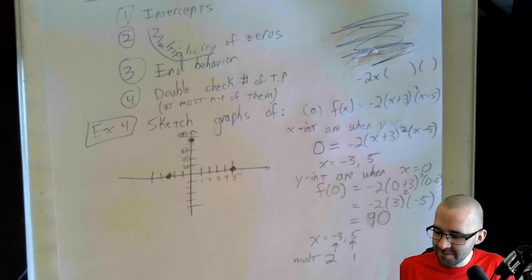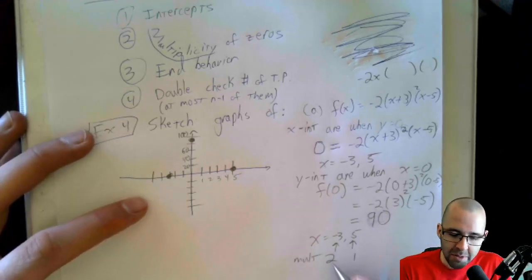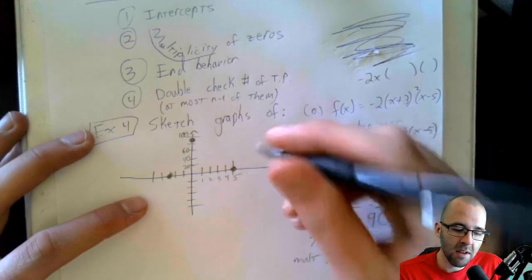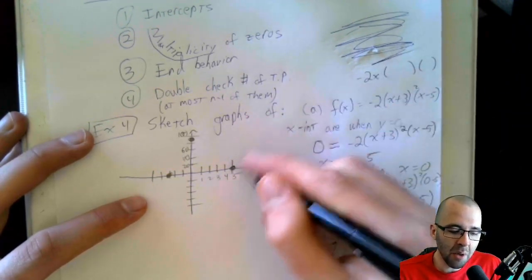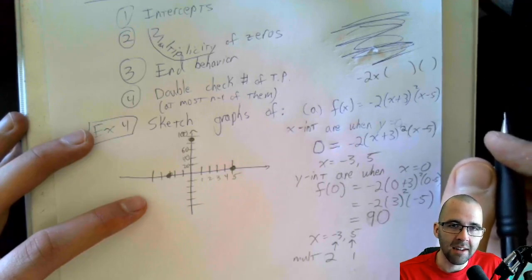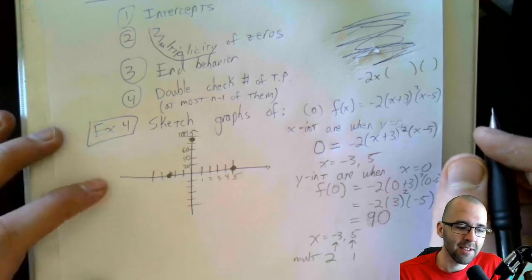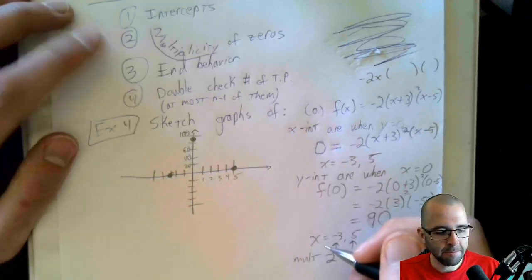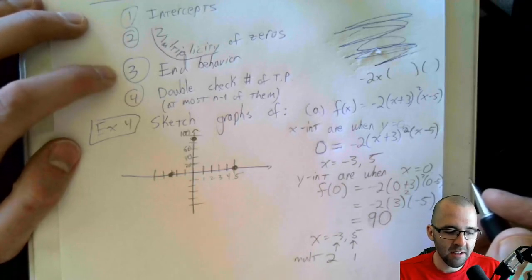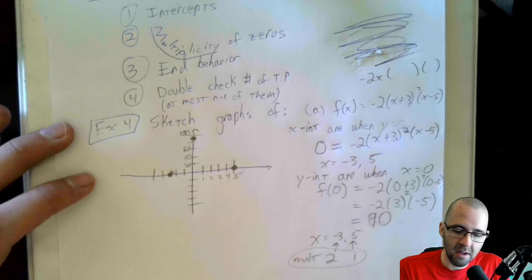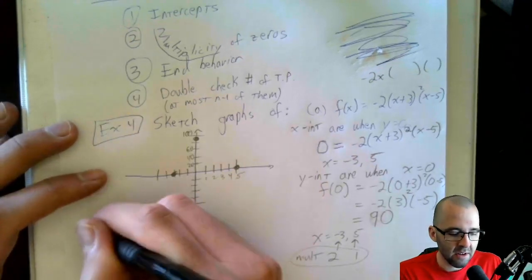All right. So multiplicity 2, we said that's like a parabola. Multiplicity 1, it crosses like a line. How do we include that, though? Does it cross like a line this way, or does it cross like a line the other way? We need to know whether it's going up or down. We need the end behavior. Okay? So let's find that end behavior. We're going to use this later.